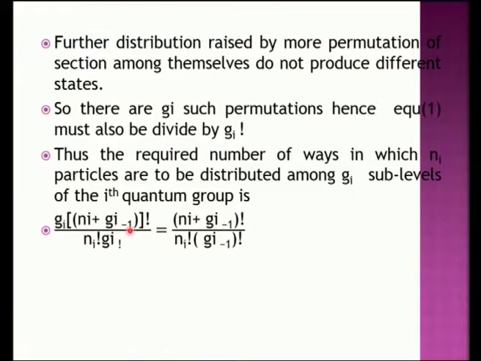Thus, the required number of ways in which Ni particles are to be distributed among Gi sublevels of the ith quantum group is given by this equation: Gi into (Ni plus Gi minus 1) factorial over Ni factorial into Gi factorial. This equation can be further simplified. Here the numerator Gi is missing, and the denominator Gi factorial has become (Gi minus 1) factorial. The reason is that Gi factorial can be expanded as Gi into (Gi minus 1) factorial, so the Gi and Gi cancel. So, you get the equation (Ni plus Gi minus 1) factorial over Ni factorial into (Gi minus 1) factorial.